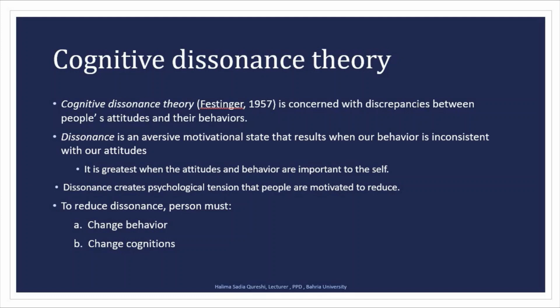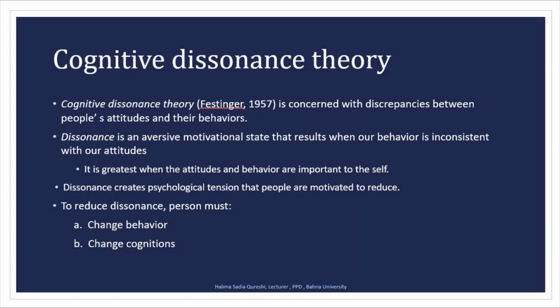Cognitive dissonance tends to increase when the attitudes and behaviors are important to the self. For example, if you are involved in some personal decision making, then the cognitive dissonance is going to be really high, and if it is a collective decision, then it is not going to be that high. For example, if you are going to decide something for your class, then cognitive dissonance is not going to be that high.